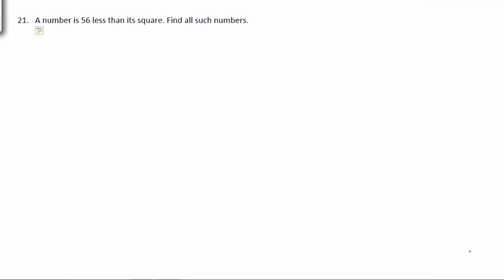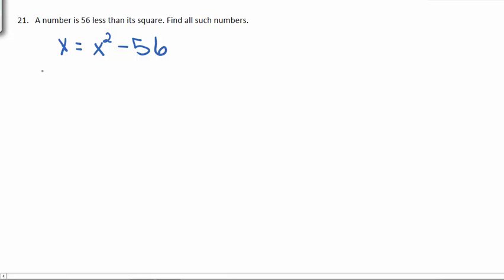Number 21. A number is 56 less than its square. Find all such numbers. Well, a number, which we're going to call x, always means equal to, 56 less than. Less than indicates subtraction, but subtraction's always backwards. So minus 56. It's square, so x squared minus 56.